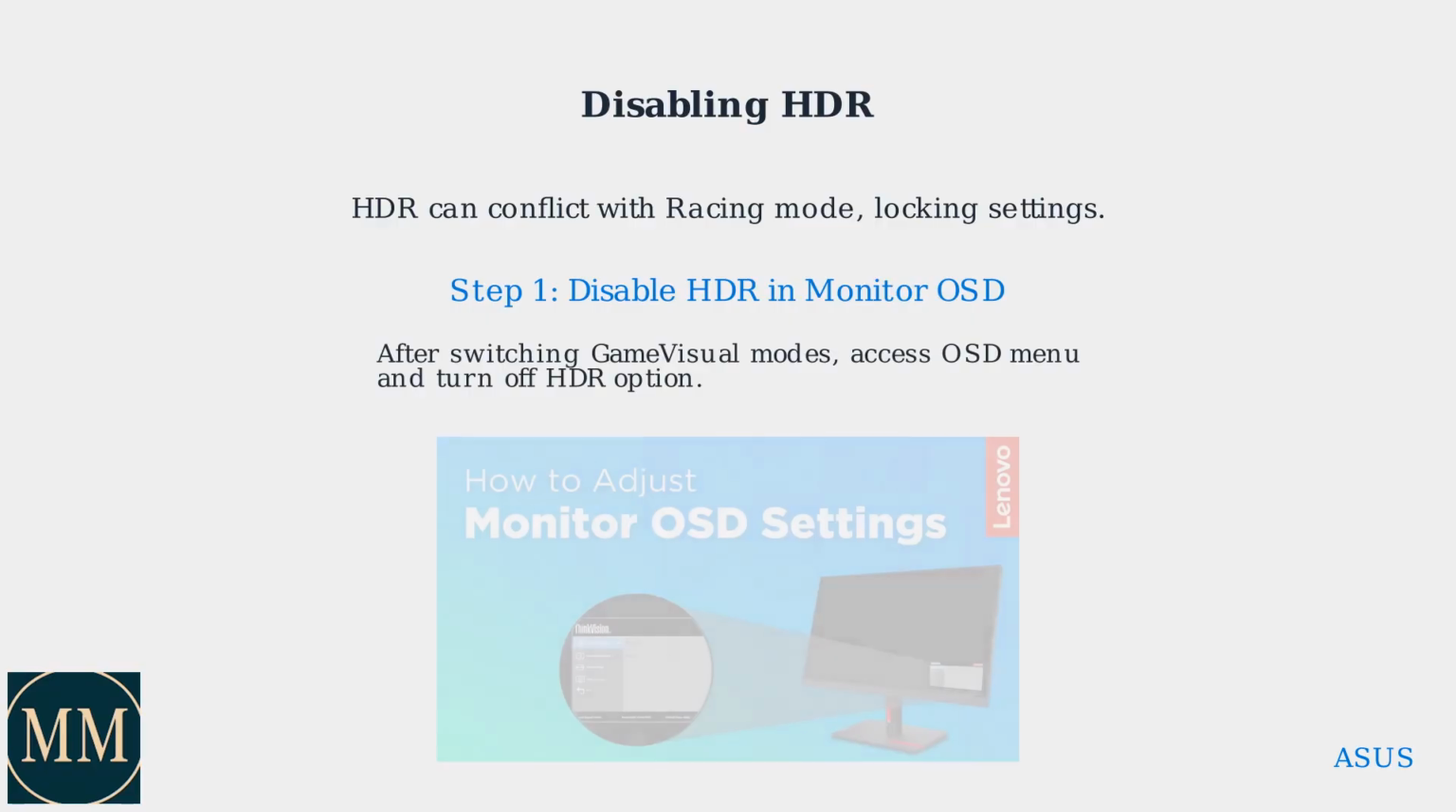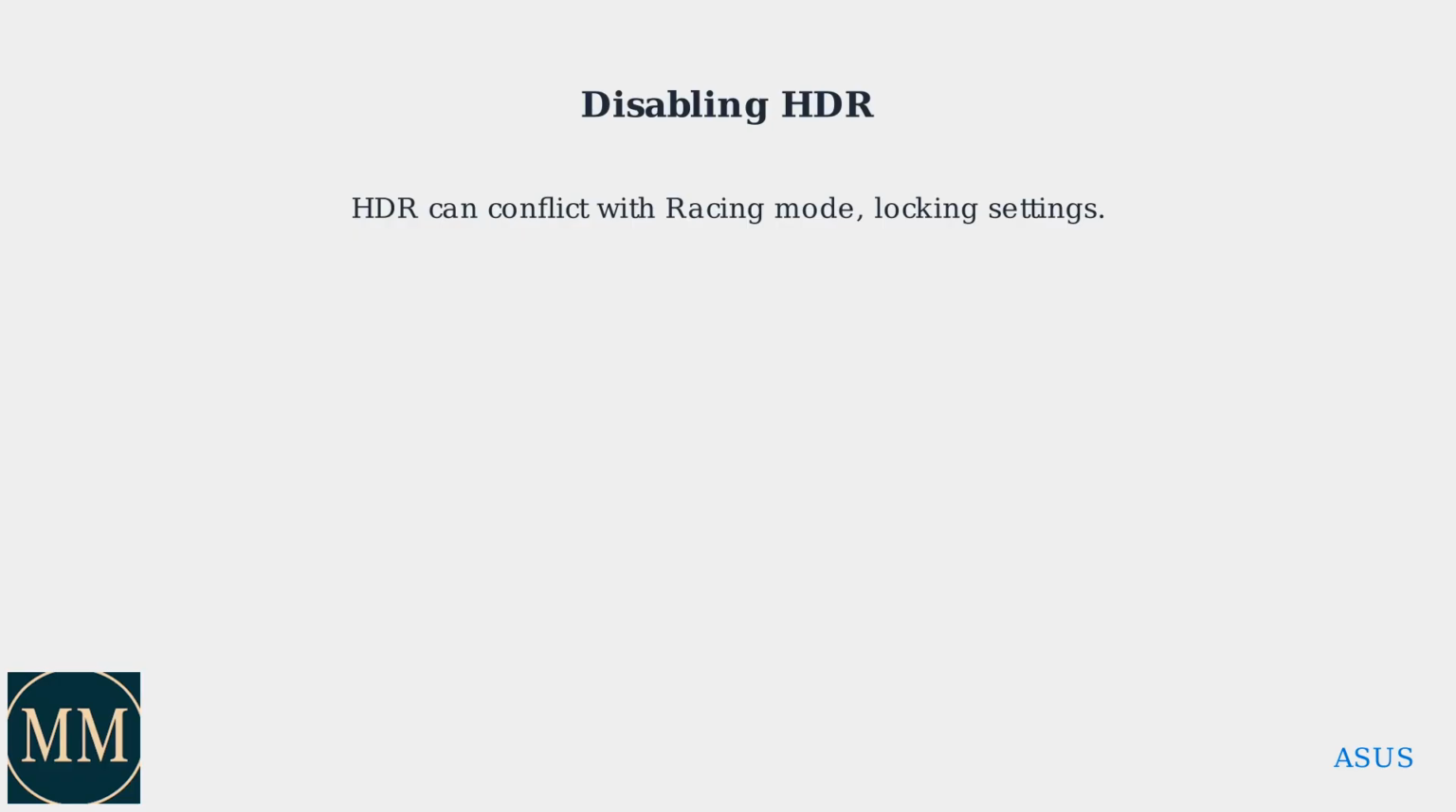First, access your monitor's OSD menu using the joystick or buttons. Navigate to the HDR option and turn it off. This resets the color profiles that might be causing the conflict.